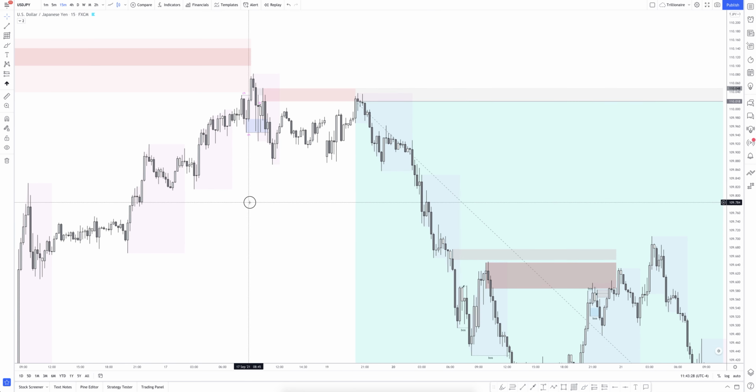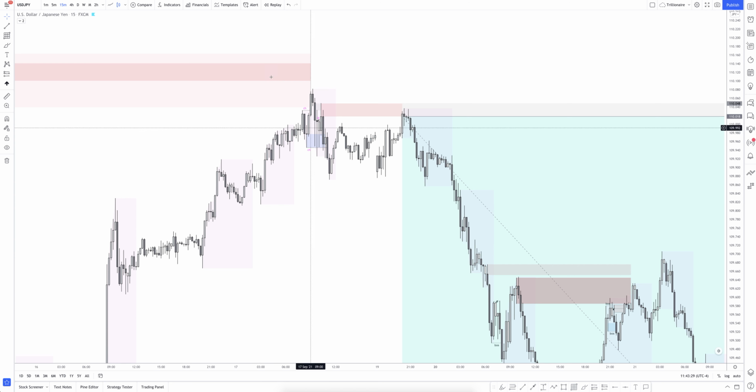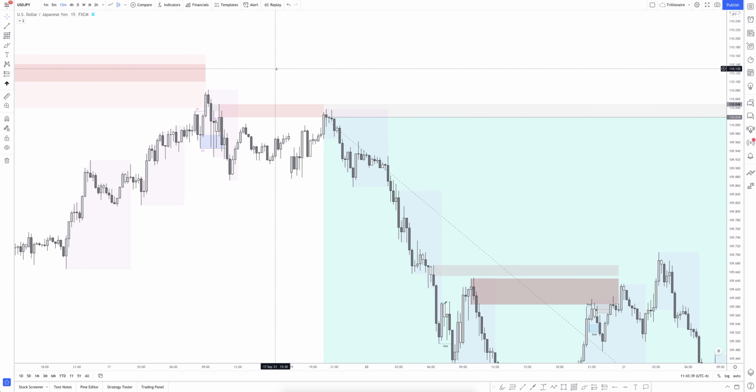So on the M15 time frame, we can see that we had this bullish push to the upside, traveling back to our higher time frame point of interest. Once we get there, we are looking for our confluences. All right, so we see a change of momentum here.